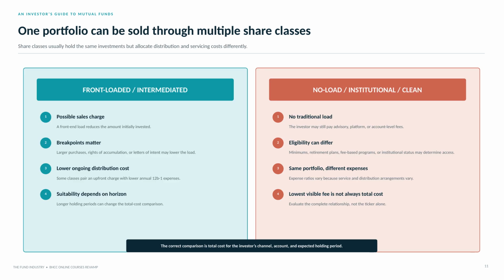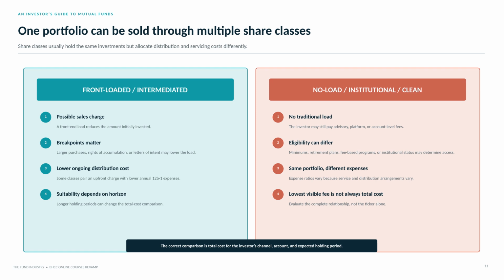One portfolio can be packaged in several share classes. The underlying investments may be the same, while sales charges, distribution fees, servicing arrangements, and eligibility differ. A front-loaded class reduces the amount initially invested, although breakpoints, rights of accumulation, or letters of intent may lower the charge. Some classes combine an upfront load with lower ongoing distribution expenses.